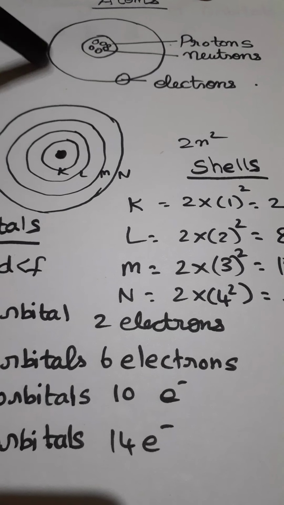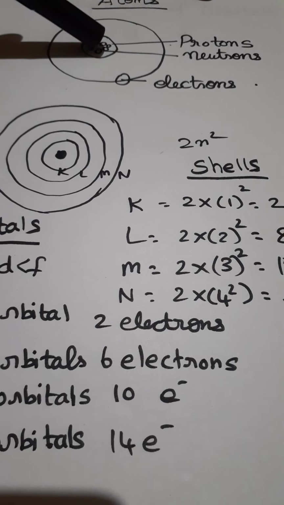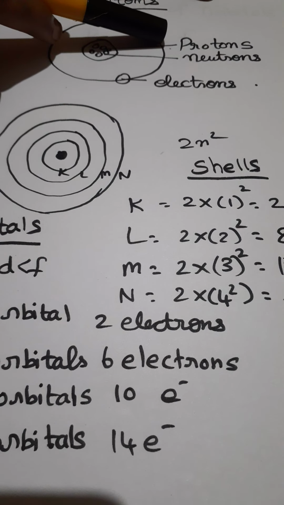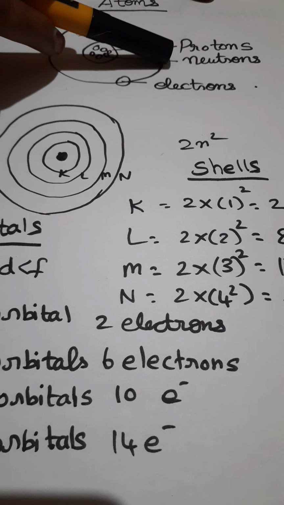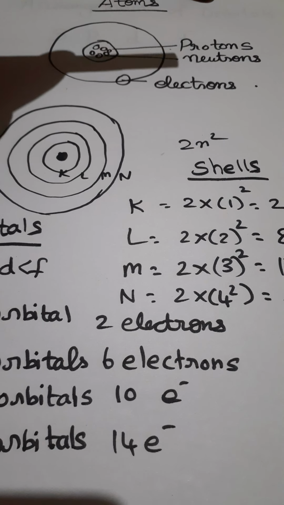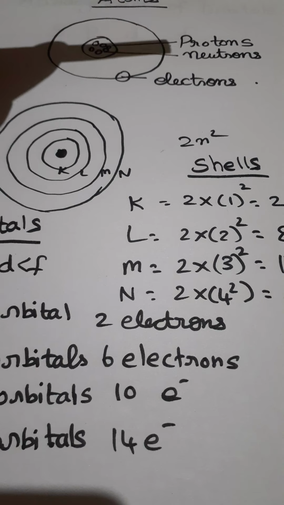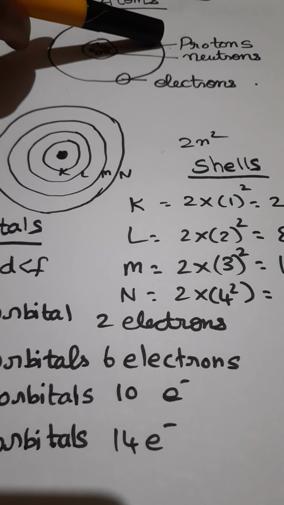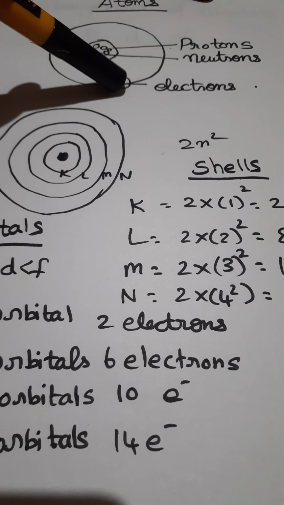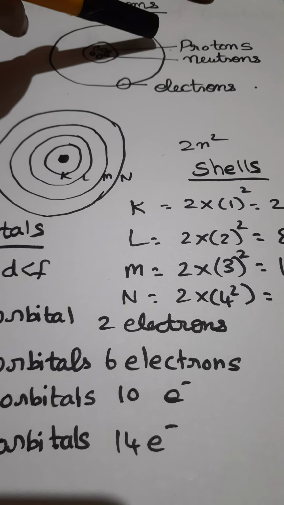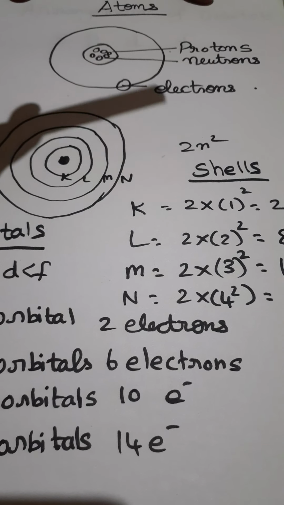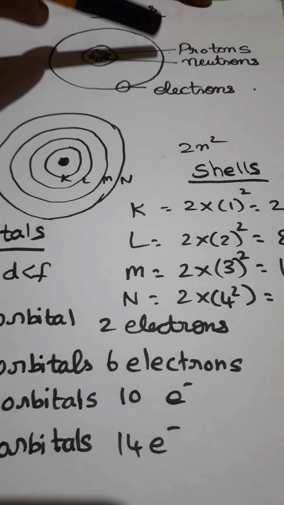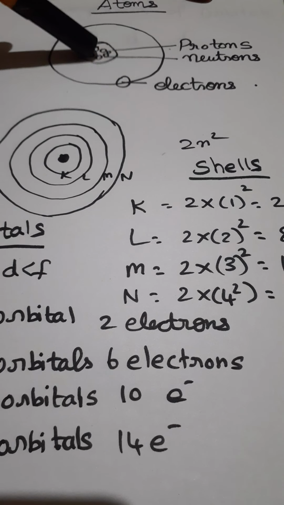An atom contains a nucleus. Protons and neutrons constitute the nucleus. Protons are positively charged particles and neutrons are neutral, neither positive nor negative. Electrons are negatively charged particles. The number of protons is equal to the number of electrons, and the number of protons is equal to the atomic number. We will see that in the following videos.